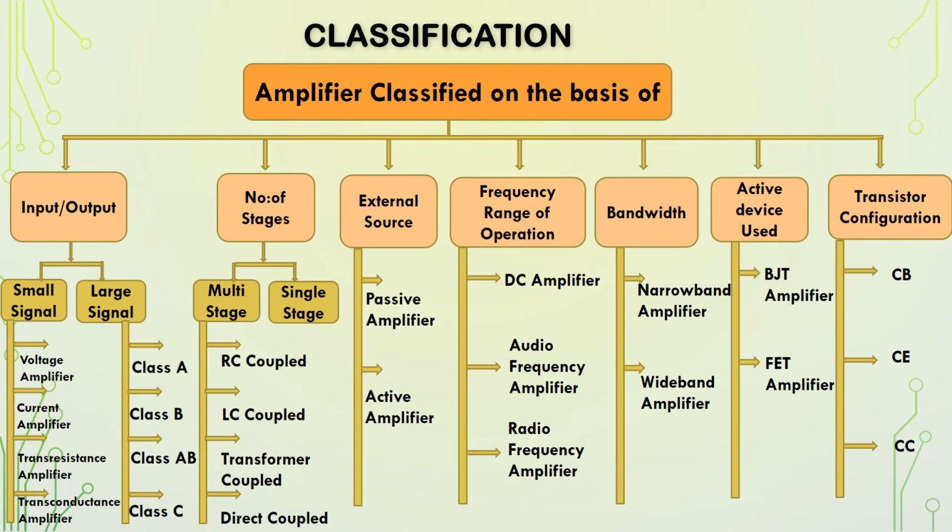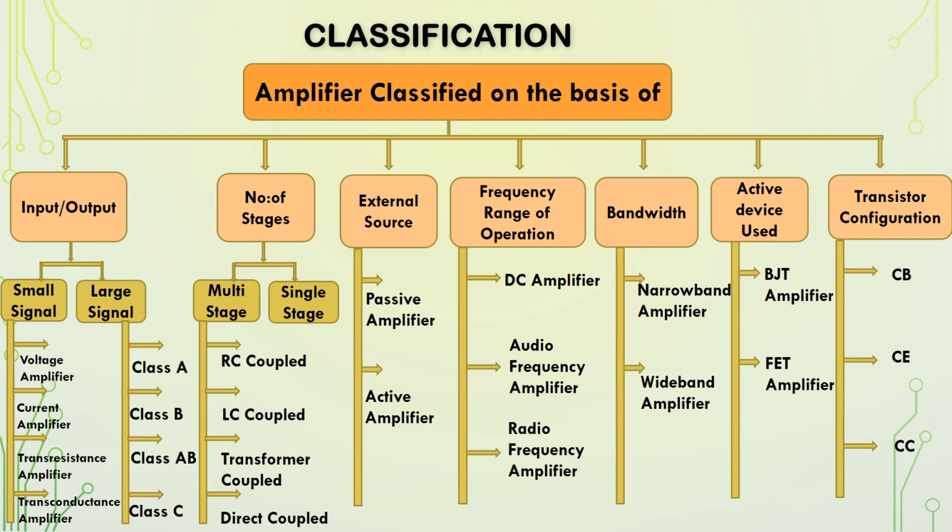Okay, and the second one, that is the large signal amplifier or power amplifier. It increases the power level of the signal. Its function is to increase the power level of the signal. And on the basis of mode of operation, the large signal amplifier or power amplifier is further classified into class A amplifier, class B amplifier, class AB amplifier and class C amplifier. So these are the two categories under input and output type.